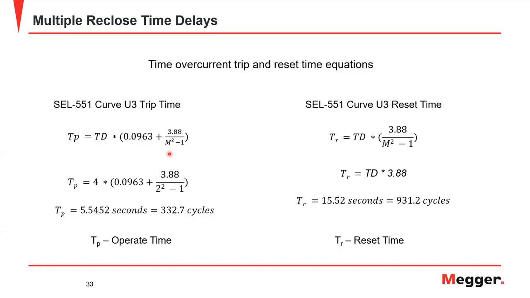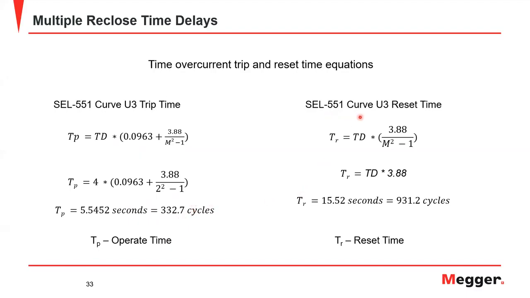So what we'll be testing today has a time dial of 4. And I'm just going to be putting on a 2 times multiplier, and that comes out to 333 cycles for predicted trip time, and we'll actually see that take place.